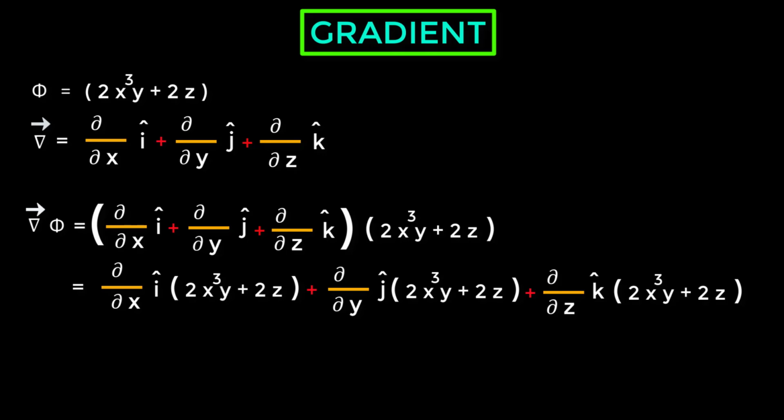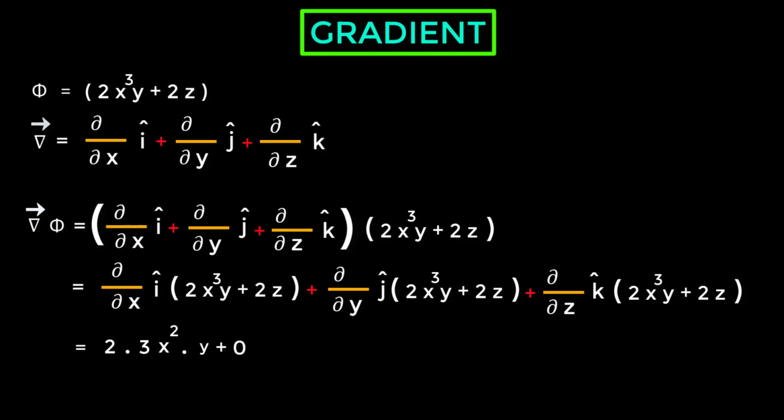Now we will have to differentiate this quantity with respect to x, this quantity with respect to y and this quantity with respect to z. See, here in this quantity x is present. So we can write 2 times 3 in front of x to the power 3 minus 1, that is 2 times y. The value of this 2z will be 0 as x is absent here.